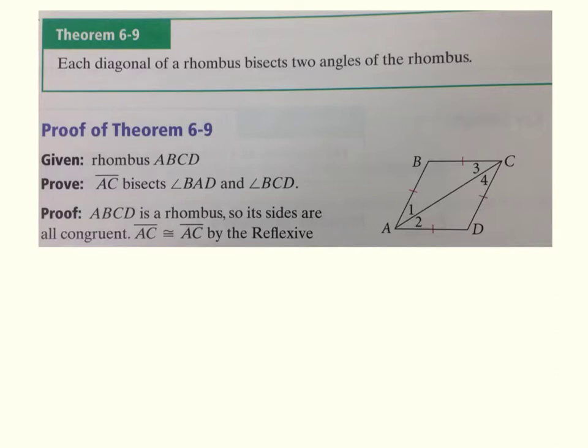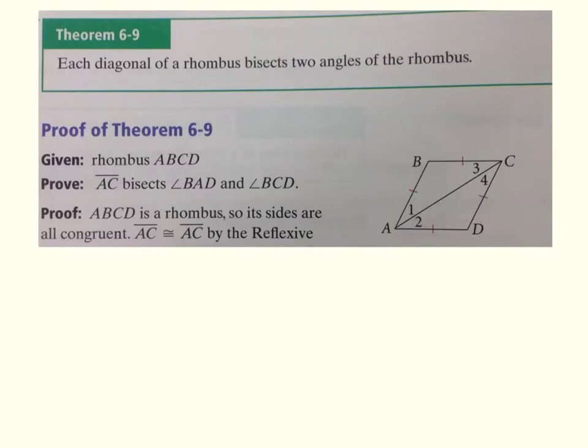So it's given that the figure is a rhombus, so you know all four sides are congruent. We've got to show that AC bisects angle BAD and angle BCD. Well, if we can get 1 congruent to 2, then we'll know that AC bisects BAD. If we can get 3 congruent to 4, then we'll know that AC bisects angle BCD. So, how are we going to do this?